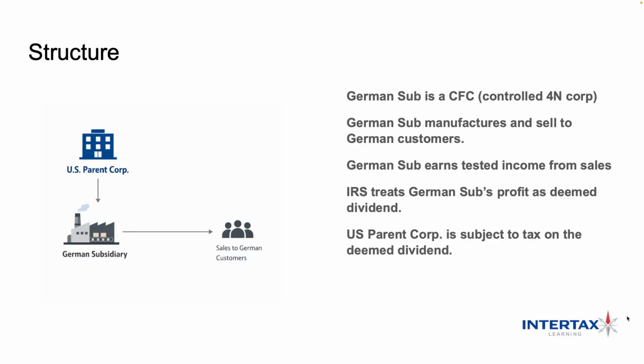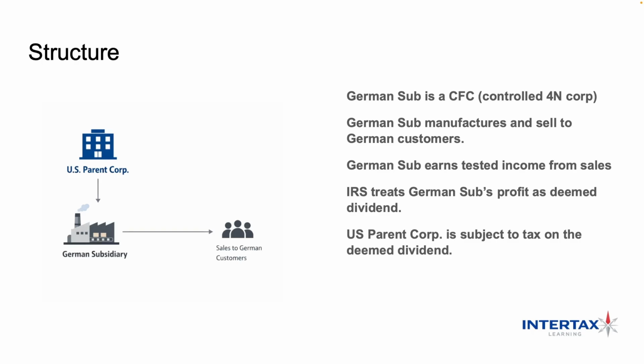We have a U.S. parent company that owns a German subsidiary. The German sub manufactures products and sells them to German customers. Because the U.S. owns more than 50%, the German sub is a controlled foreign corporation, or as we call it, CFC. When the German sub earns profit from these sales, the IRS doesn't want to wait for an actual dividend. Instead, the U.S. parent is taxed on a deemed dividend. Before 2026, that deemed dividend is called GILTI. Starting in 2026, it becomes NCTI, net CFC tested income.